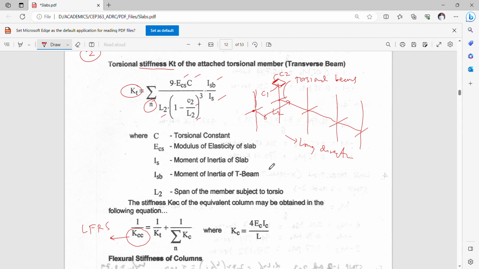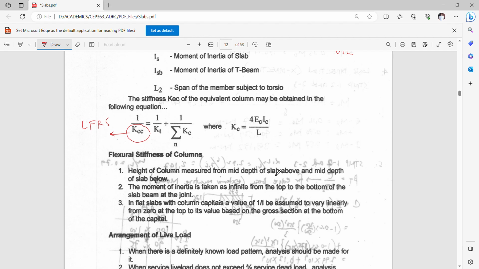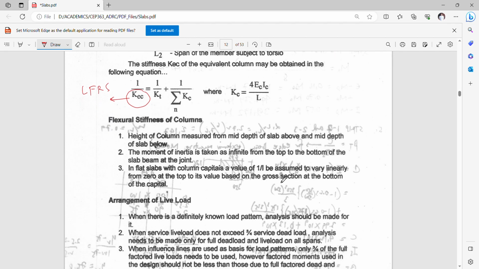Okay, so for the flexural stiffness of the columns, these are the notes that you have to remember. The height of the column is measured from the mid depth of the slab above to the mid depth of the slab below. So if this is the floor slab on top, and this is the floor, you have to bear in mind that in the structural analysis, this must be at the mid depth. So this is the equivalent length of your column.